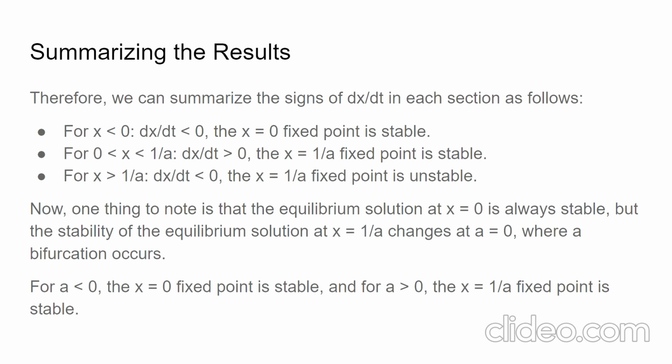Now, one quick thing that we can note here is that the equilibrium solution at x equals 0 will always be stable no matter what conditions you submit this to, but the stability of the equilibrium solution at x equals 1 over a can change at a equals 0. Now this is where bifurcation occurs in our bifurcation diagram for this equation. For a less than 0, we find that the x equals 0 fixed point is stable, and for a greater than 0, we find that the x equals 1 over a fixed point is also stable.